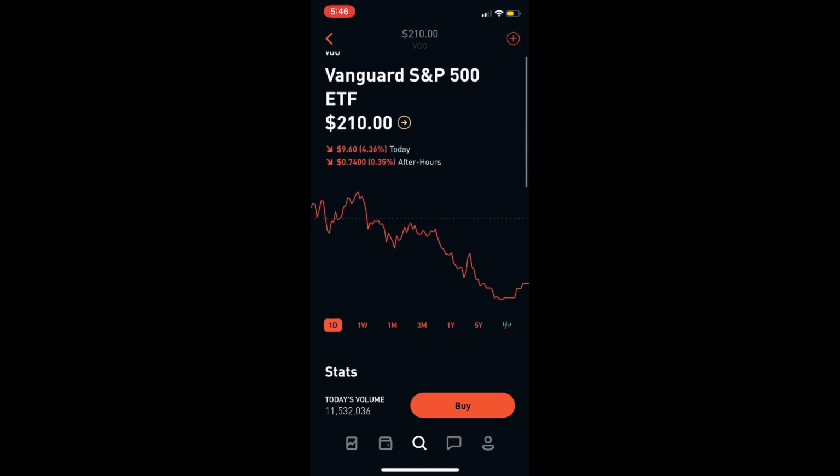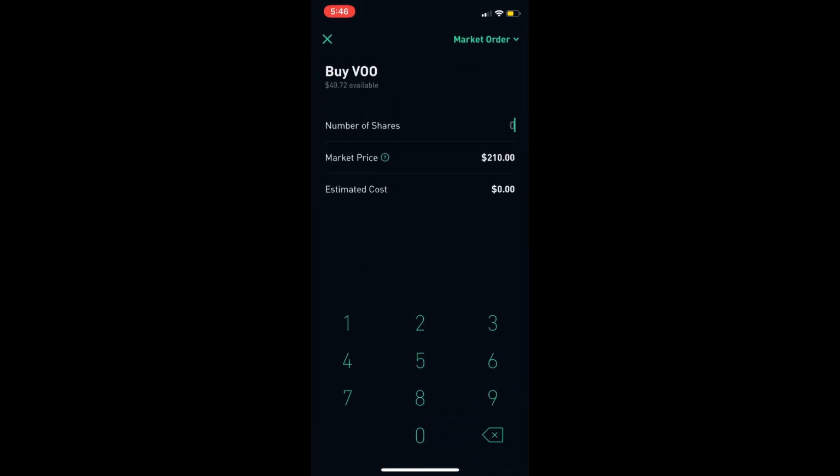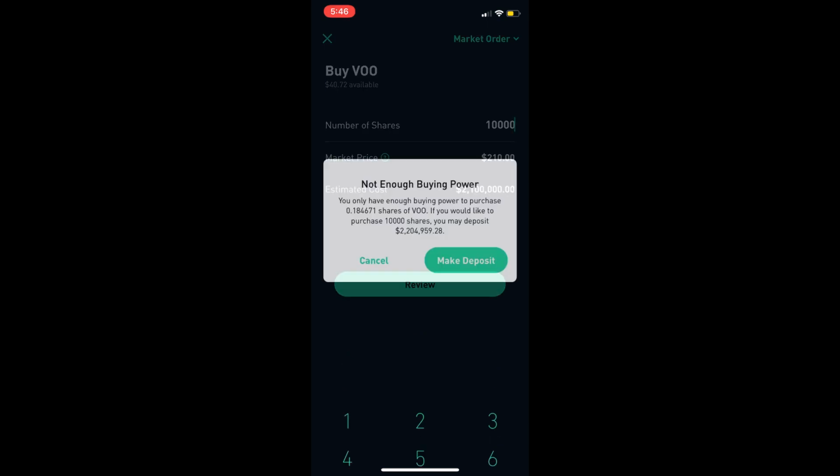And let's say we wanted to buy a Vanguard S&P 500 stock. So we would click buy, and then this screen pops up. You click how many shares you want. So let's say I want 10,000 shares. So the estimated cost is 2 million, and then we'll click review, and then this will pop up if you don't have enough buying power, which clearly I don't.